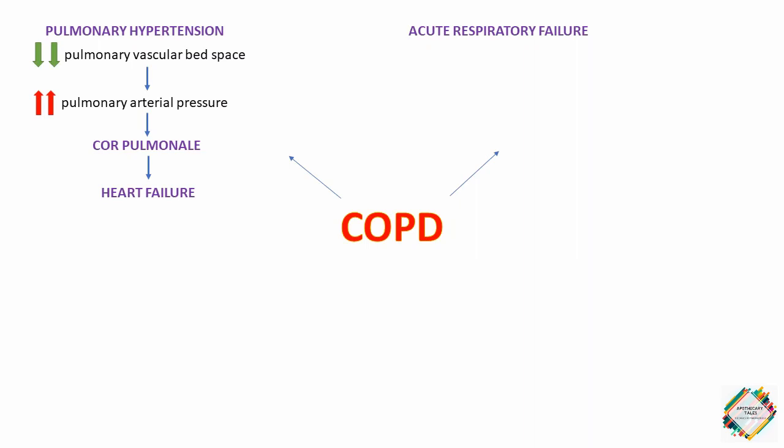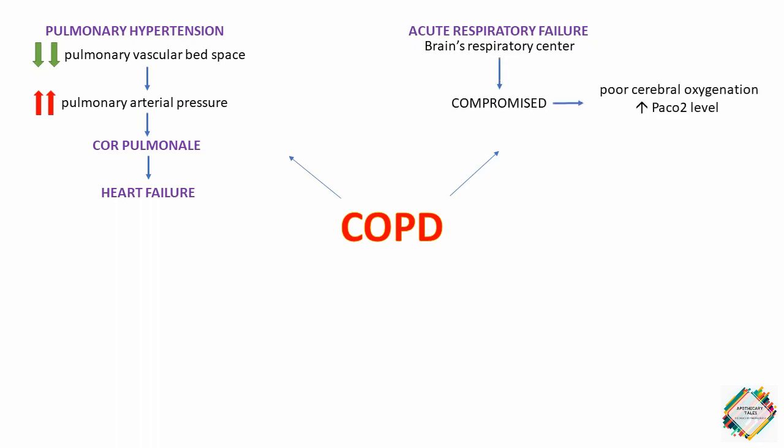Next, we're talking about acute respiratory failure. In advanced stages of COPD, the brain's respiratory center may become seriously compromised, leading to poor cerebral oxygenation and an increased partial pressure of carbon dioxide level. Hypoxemia and respiratory acidosis may ensue. If the condition progresses, respiratory failure occurs. Next complication is infection.